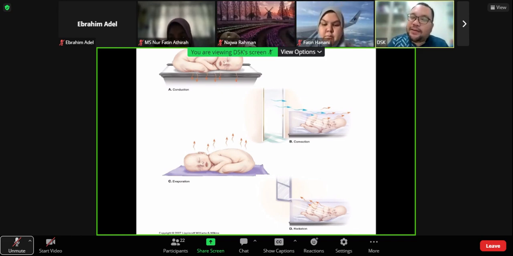We make sure the linen we use to resuscitate the baby is ideally a warm linen, linen that has been warmed. Why? To reduce the amount of heat transfer by conduction. Make sure we don't put a fan at the side, so there's no heat loss by convection. We put a radiant warmer, so we reduce the heat transfer by radiation. And we dry the baby to reduce the heat loss by evaporation. So that's the idea. This is one thing I need to remind you all.